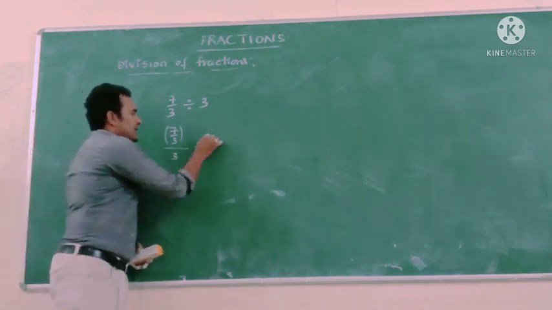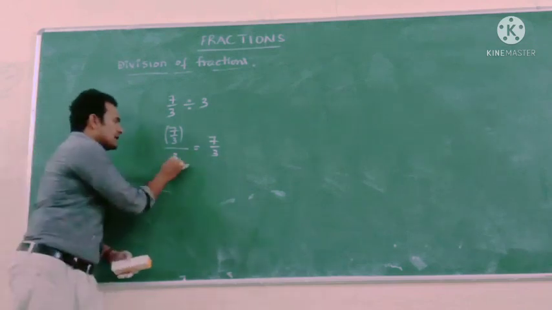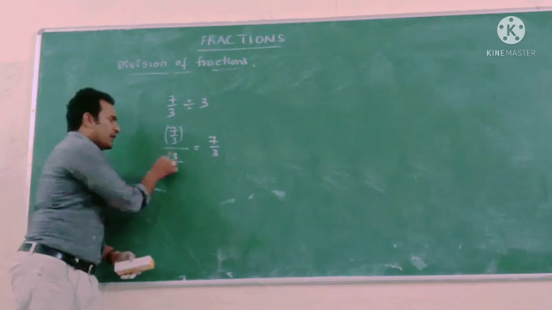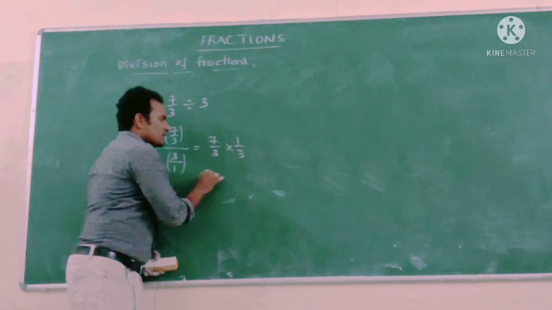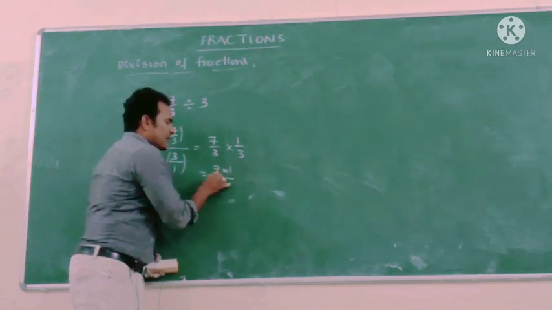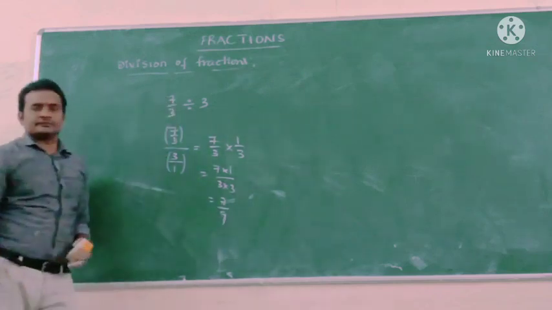First write down the 7/3 and take the reciprocal. If there is no denominator, there is a 1. So taking the reciprocal of 3/1 is 1/3. So 7 into 1 by 3 into 3, product of numerators by product of denominators, 7/9.